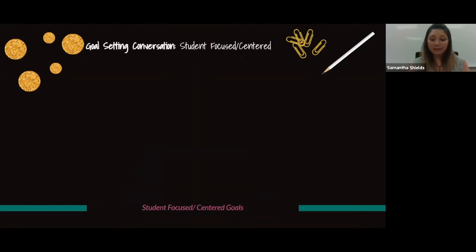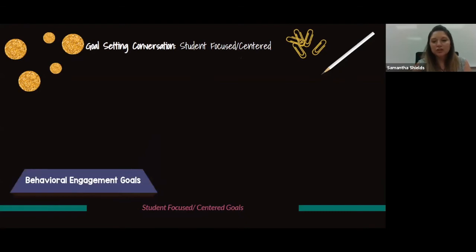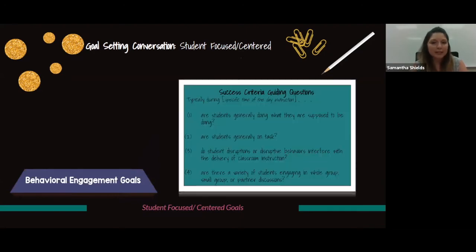Okay, so I want you to walk with me for a second. What if when we are goal setting with teachers, we use a set of success criteria and questions to know if students are ready and equipped with what they need to do those standards-based goals? So for each of these engagement goals, there's a success criteria, some questions that I've come up with that really can help us with teachers when we're having that goal setting conversation to see if our students are ready, right?